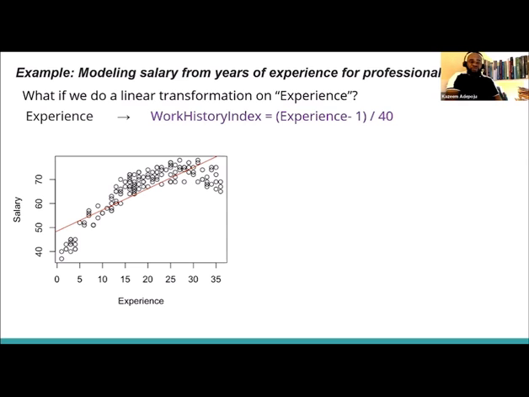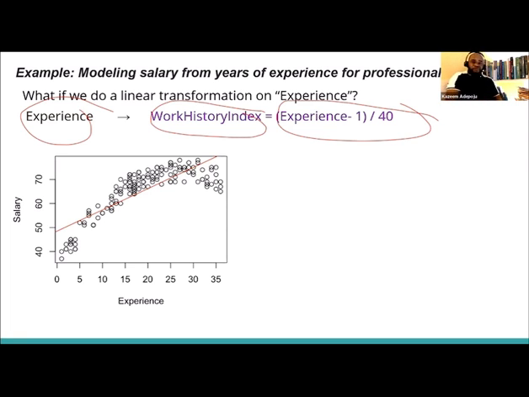Instead of considering experience, we consider the work history index. Work history index is experience minus 1 divided by 40. I want you to take note of that. Work history index is more appropriate than using experience. We transformed experience to get a new variable called work history index, which is experience minus 1 divided by 40.